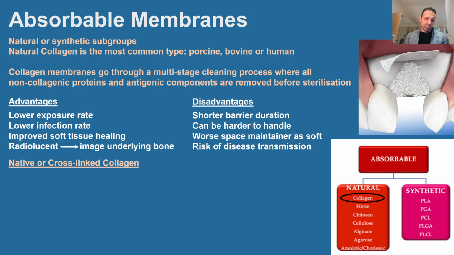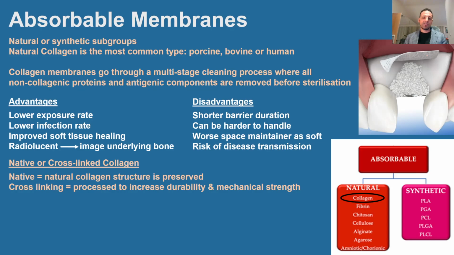Now, within collagen membranes, there are native or cross-linked collagen membranes. It's not an intuitive term, so I'm just going to explain what that means. It's really important you understand that if you go on to replacing membranes. So native means that it's collagen with the natural structure preserved. Cross-linking is a process to increase the durability of the membrane, make it last longer, and give it more mechanical strength so that it doesn't rip and tear. For example, a common brand is by BioHorizons, and it's called Memlock. The membrane is called Memlock.